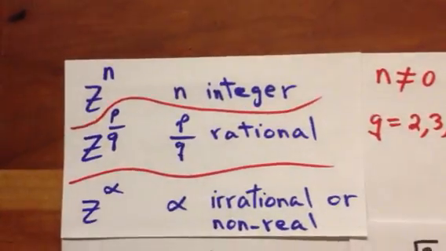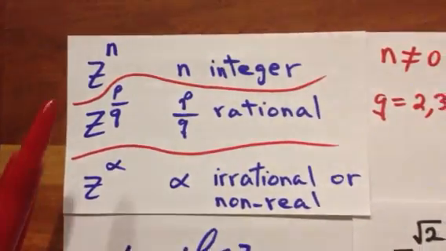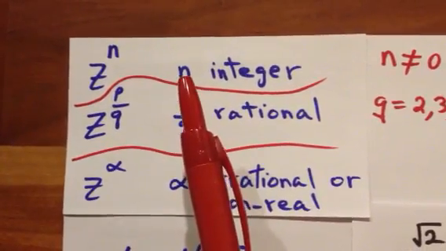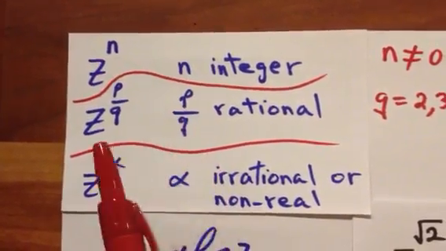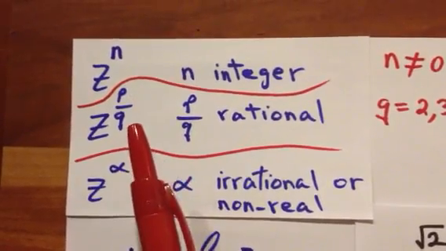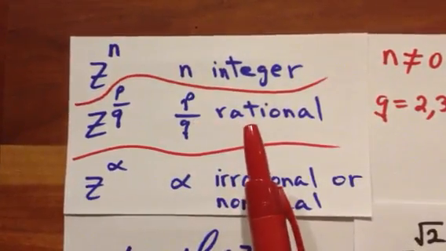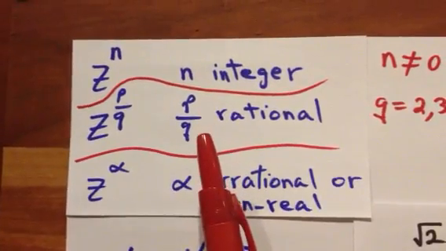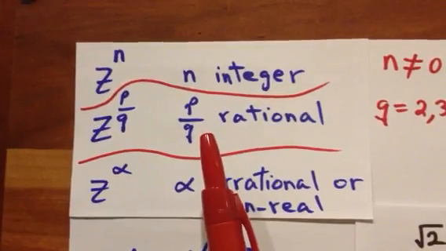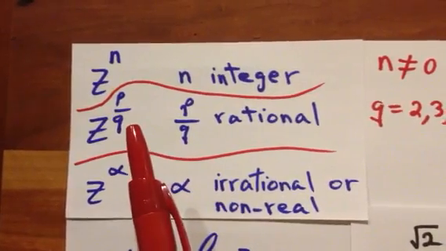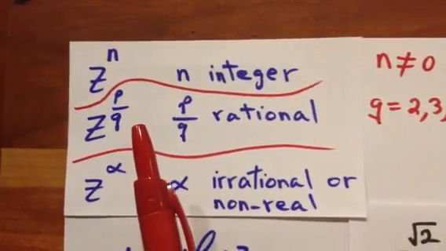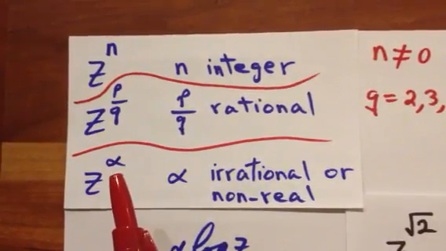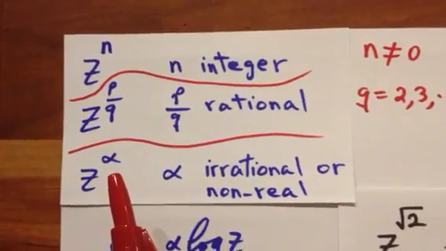Now let's look at all three cases. Z to the n, when n is an integer but not 0, is single valued. Z to the p over q, where p over q is a rational number but not an integer, and p and q are relatively prime, there are exactly q values, and they're all different. In the remaining case, there are infinitely many values.